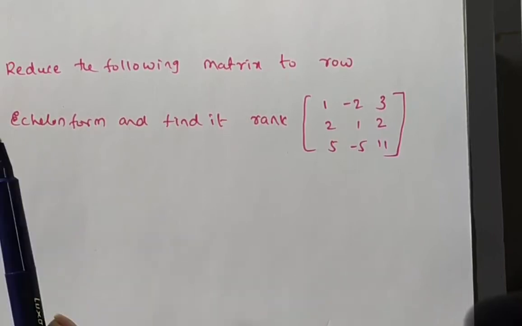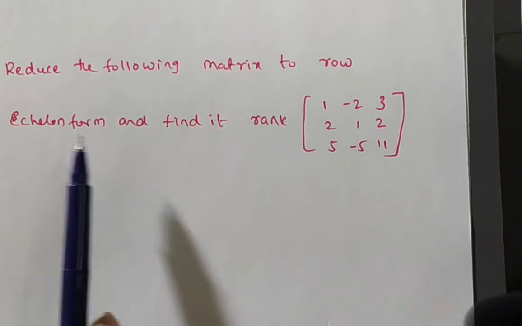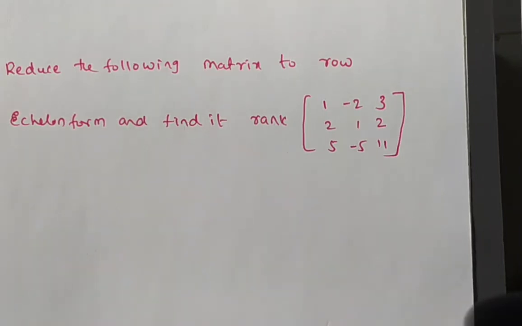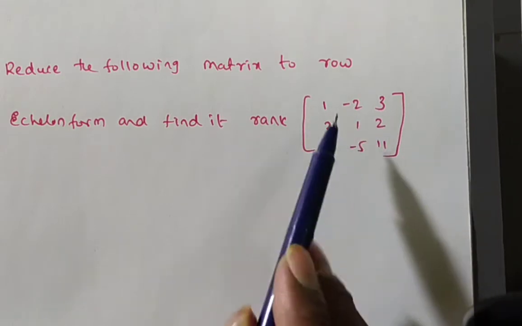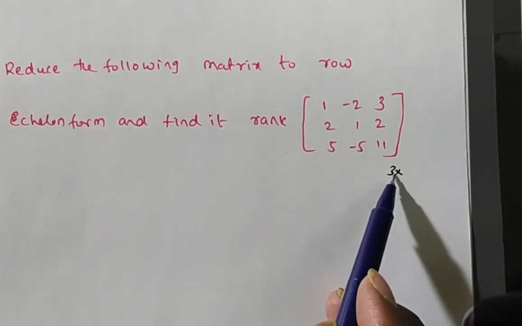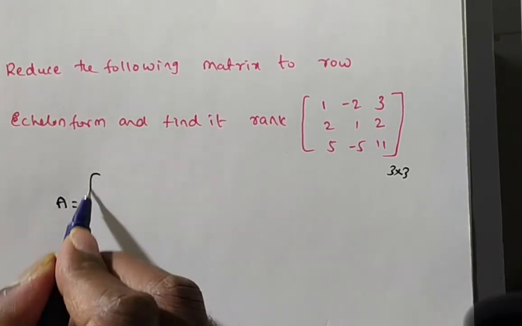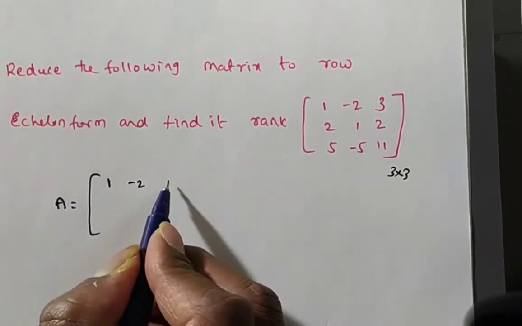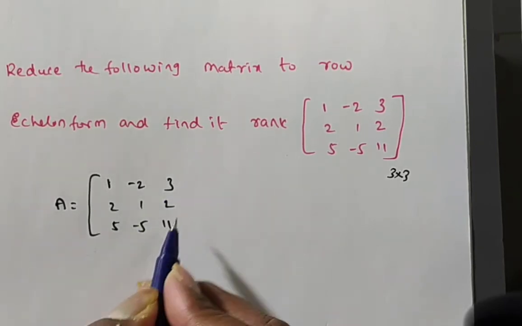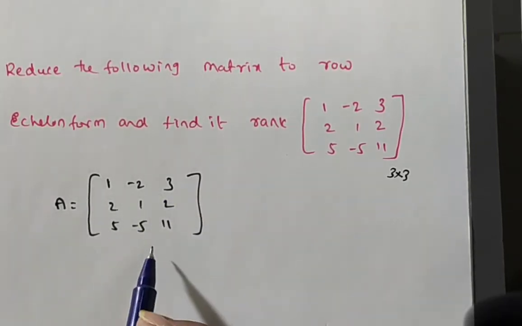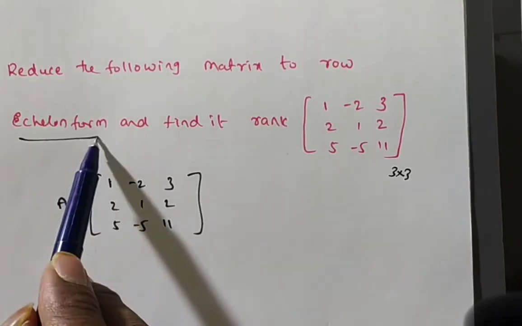Friends, the given problem is to reduce the following matrix to echelon form and find its rank. Here you observe they are given 3 rows and 3 columns, so it is a 3 by 3 matrix. Now let us consider the given matrix A equal to [1 -2 3; 2 1 2; 5 -5 11]. Now we have to find the rank of A by using the echelon form.